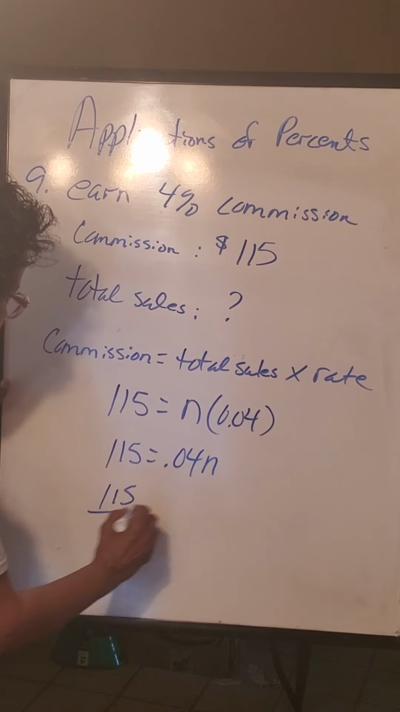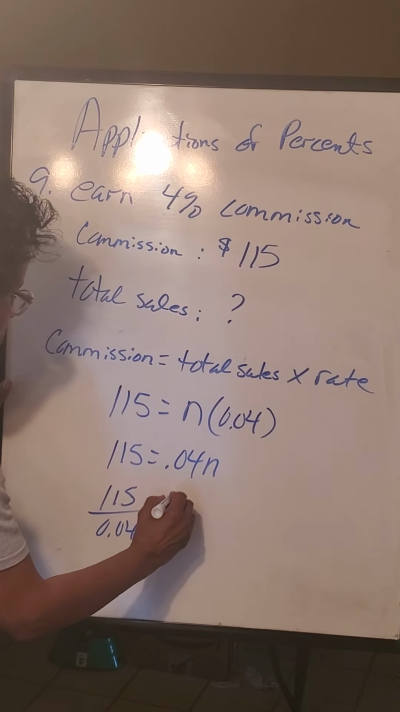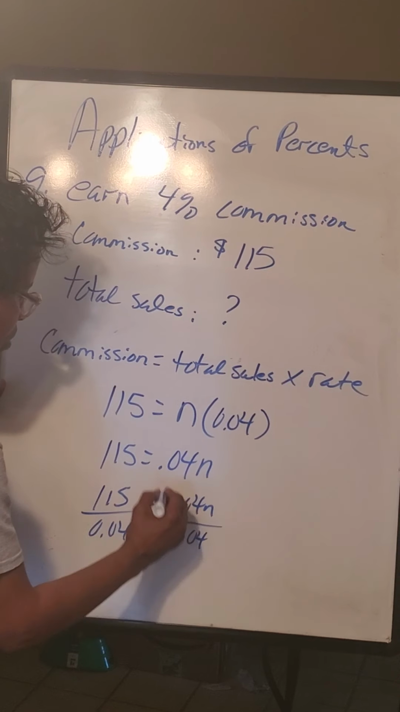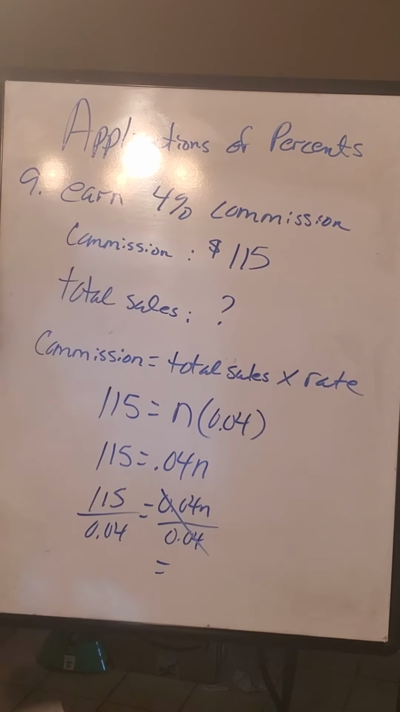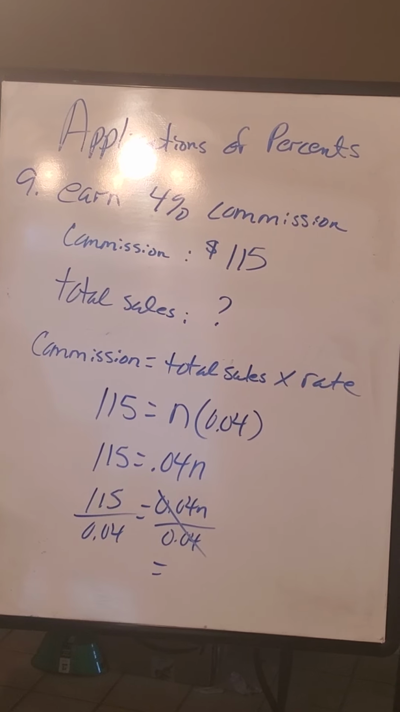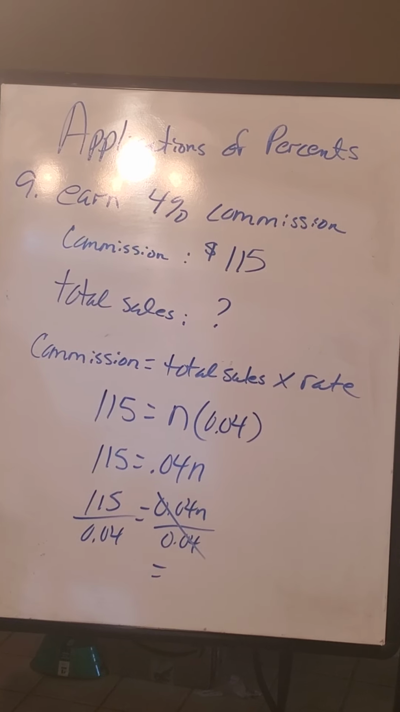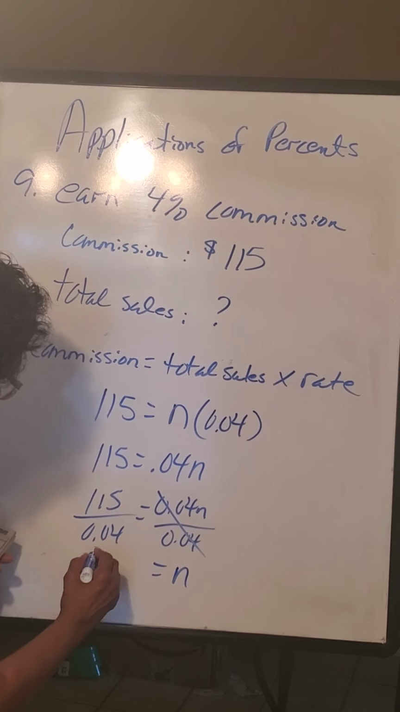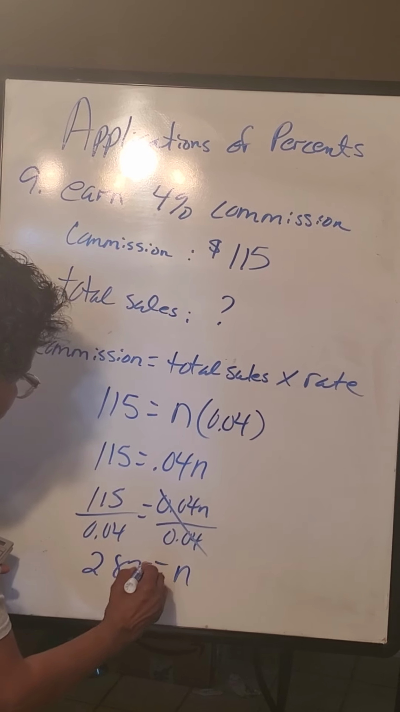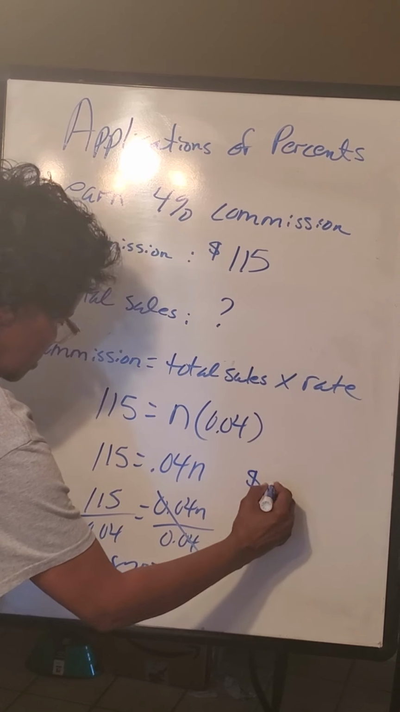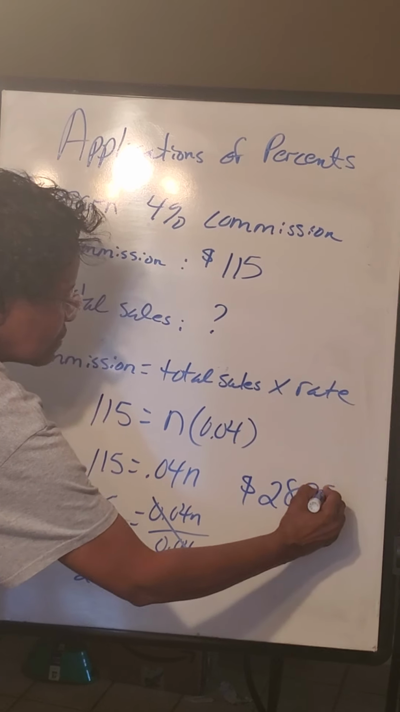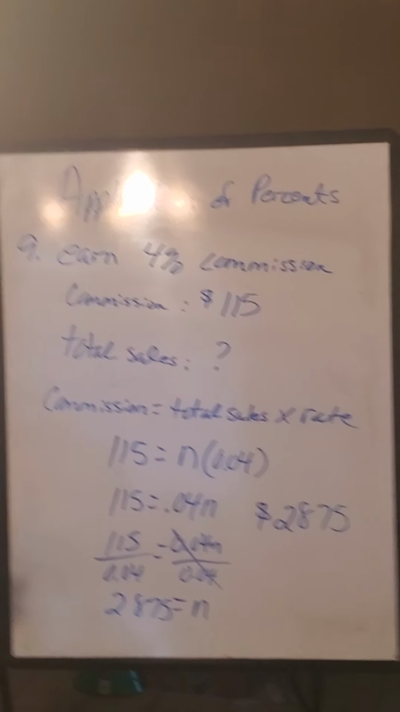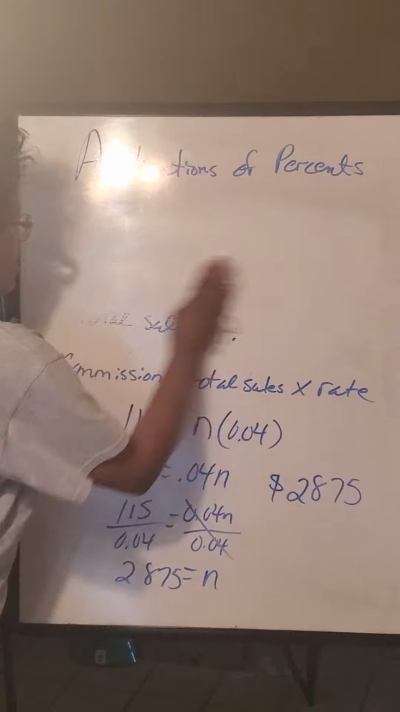Divide both sides by 0.04. That cancels. So once I do my division, my total sales, n, is equal to 2,875. So my total sales was $2,875. There's one more example, and we'll be finished with this lesson. Example 10.